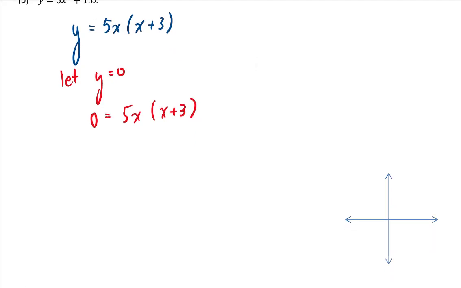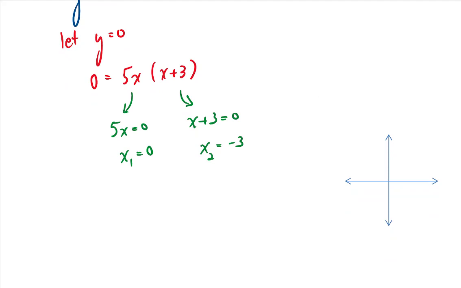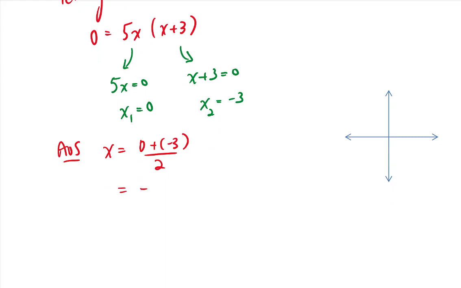I can solve for each of the zeros. So when does 5x equal 0? And when does x plus 3 equal 0? If we divide both sides by 5 for the first 0, I get x1 equals 0. If we subtract 3 from x plus 3, we get x equals negative 3. That's our second 0. We can now get our axis of symmetry, which again is the average of the two zeros. So 0 plus negative 3 over 2, which tells us we have an axis of symmetry of negative 3 over 2.